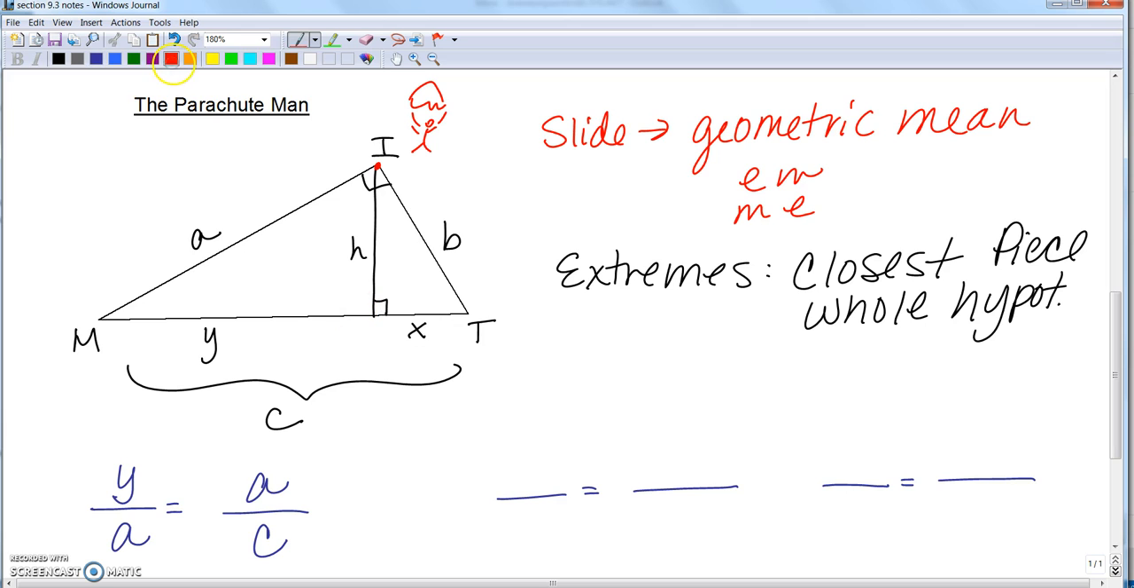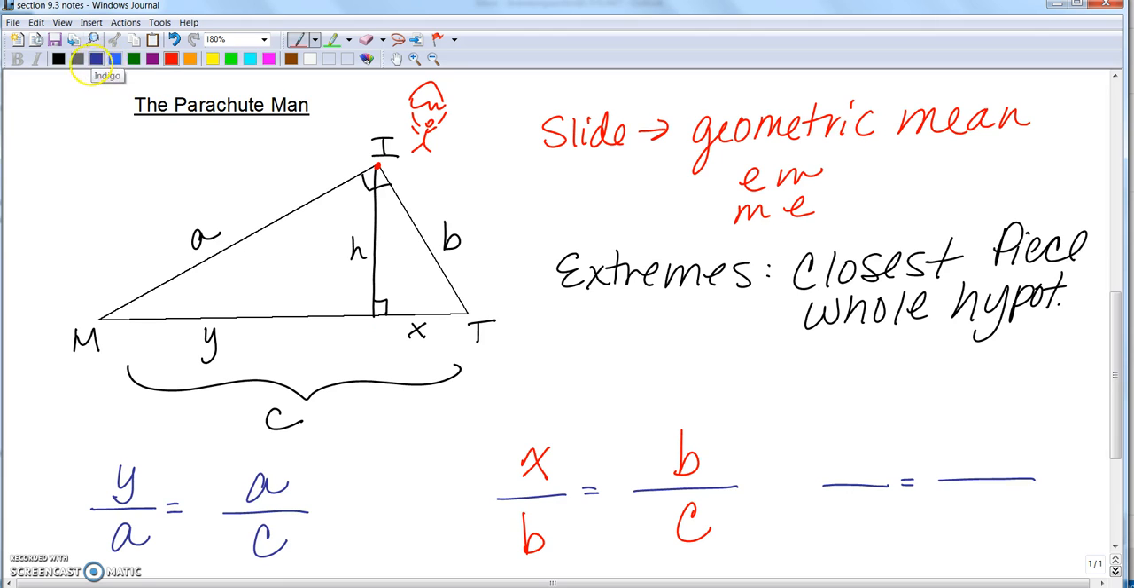Let's say parachute man slides in on the right. Well, his slide is always in the mean spot. Closest piece is X, whole hypotenuse is C. So slide, closest piece, whole hypotenuse. Okay? Now, the only other one that's different, okay?